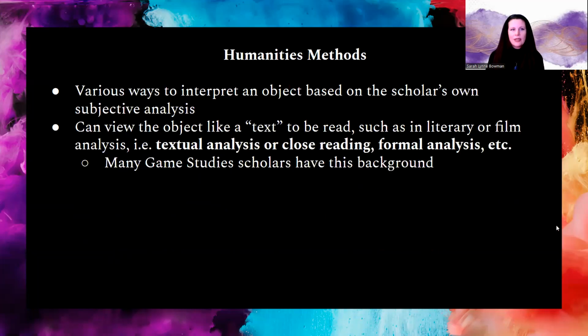In the humanities, you can have various ways to interpret an object based on the scholar's own subjective analysis, as we mentioned. And we usually talk about any kind of object as a quote unquote text, even if it's not text on a screen or in a book. A text just means basically an object of study that is there for analysis. So a text could be a song, it could be a video or movie. So text is just sort of a generic term that we have for it. And that is used in literary and film analysis, especially.